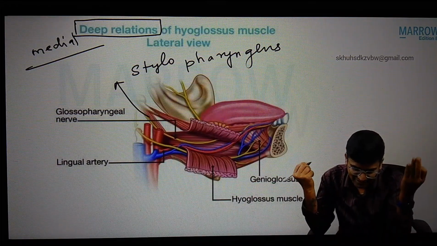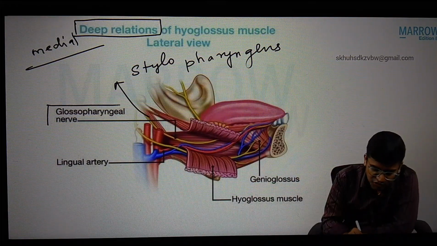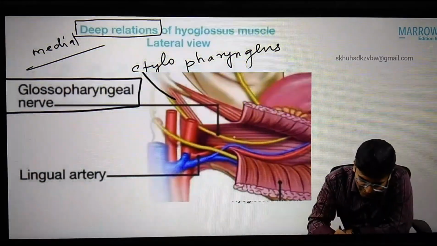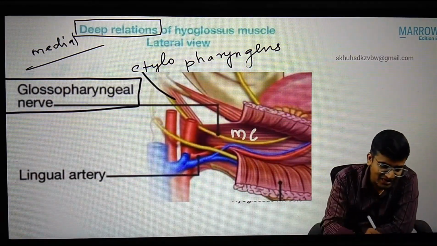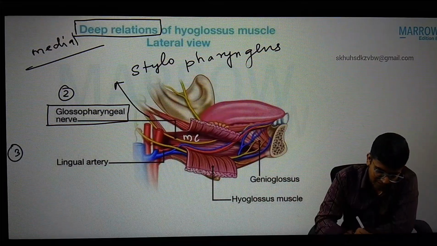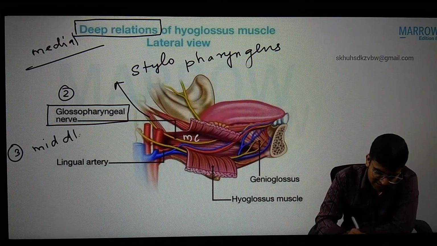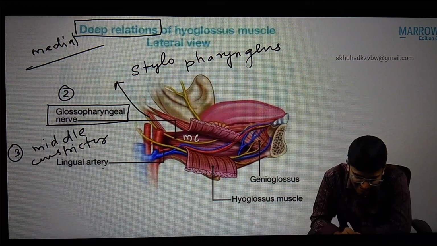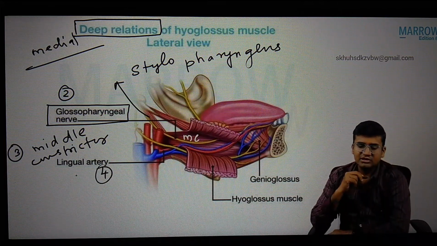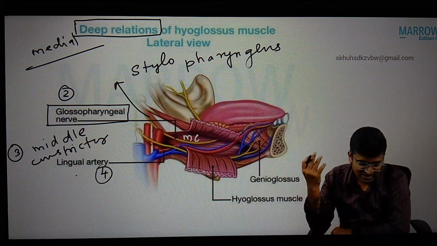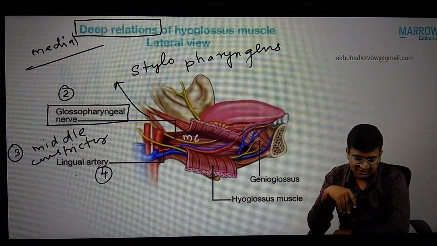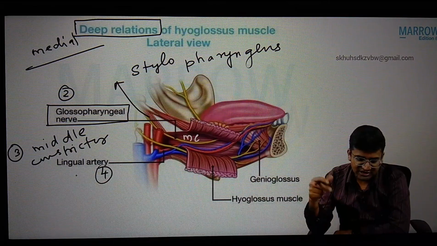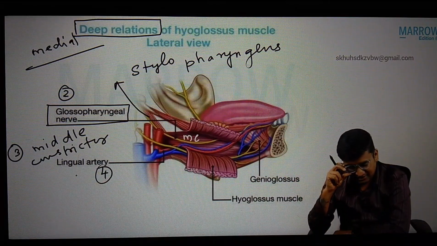Stylopharyngeus muscle. Okay, right. Next one, glossopharyngeal nerve. And we are seeing one muscle here. I am writing as MC, that is the middle constrictor. Number 3, middle constrictor. And number 4, we are seeing one artery here. Which artery? Lingual artery. So these are 4 structures present deep to the hypoglossus muscle: stylopharyngeus muscle, glossopharyngeal nerve, middle constrictor muscle, and the lingual artery.